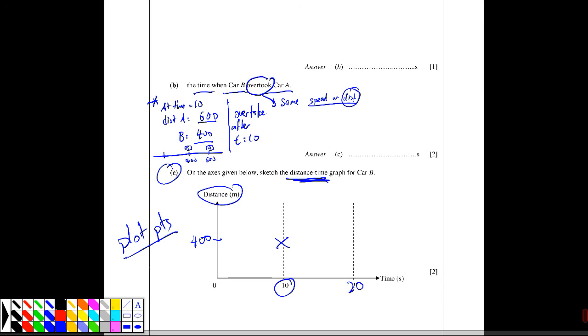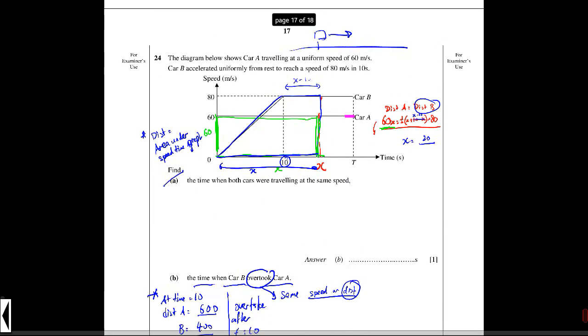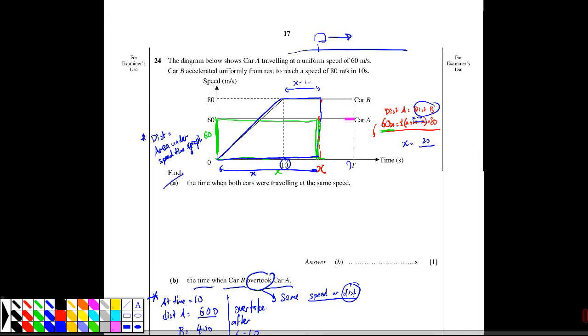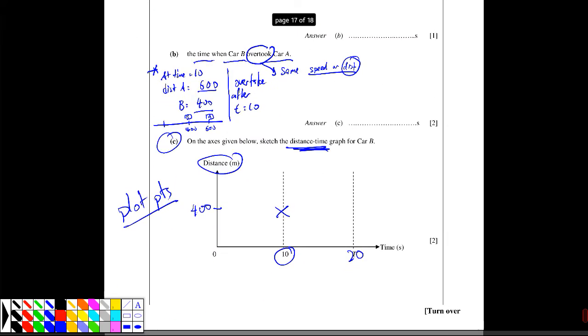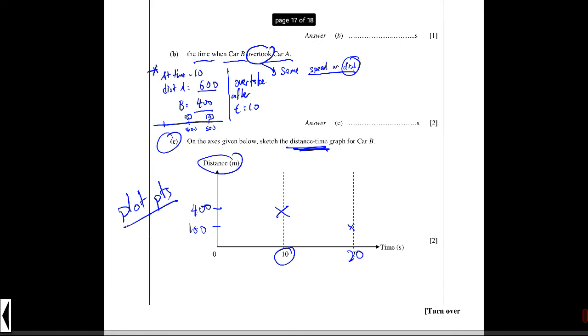Okay, when t is 20, tell me the distance. 20 times 80. Don't know how to do? 160. So this is 20. What is the distance travelled? 160. So mark 160. Is this correct? No. Why? You must add on. First you have to understand this is wrong.